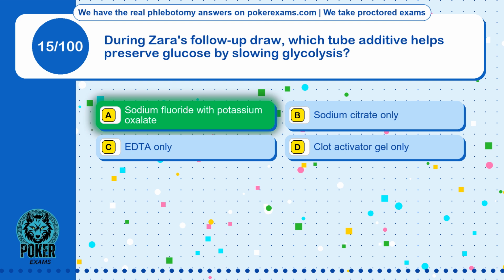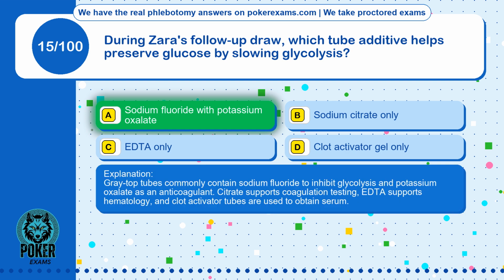The correct answer is option A. Sodium fluoride with potassium oxalate. Gray top tubes commonly contain sodium fluoride to inhibit glycolysis and potassium oxalate as an anticoagulant. Citrate supports coagulation testing, EDTA supports hematology, and clot activator tubes are used to obtain serum.